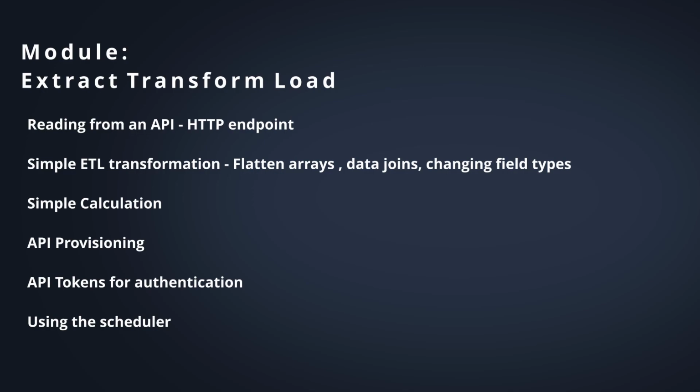So today we'll be covering the ETL module. First we'll read from an API, specifically an HTTP endpoint, followed by simple ETL transformation and calculations. Next, we will do some provisioning of APIs so that you can share this transformed data with your peers, for example. And lastly, we'll cover the use of API tokens in order to provide access to these APIs.